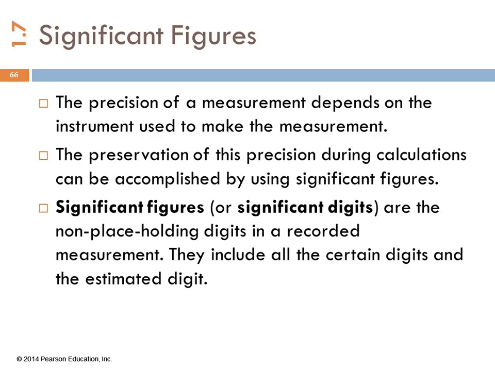So the precision of a measurement depends on the instrument. If you use a ruler that only has meter divisions on it, or if you use one that's got millimeter divisions, you're going to come up with different sorts of accuracy or precision in that data, right? Because we're reading between the lines.